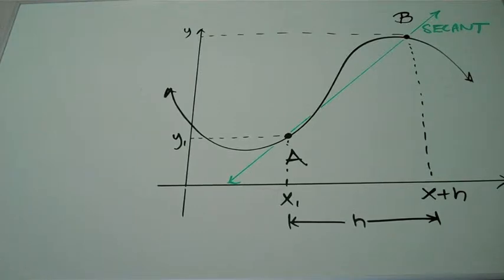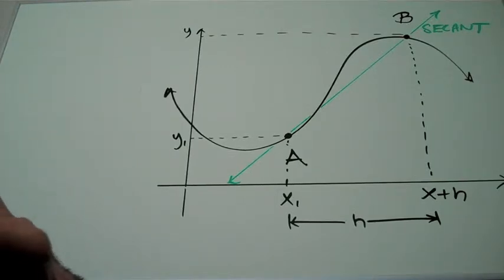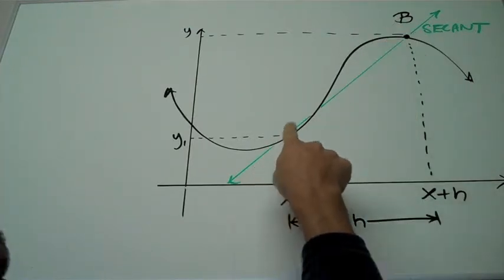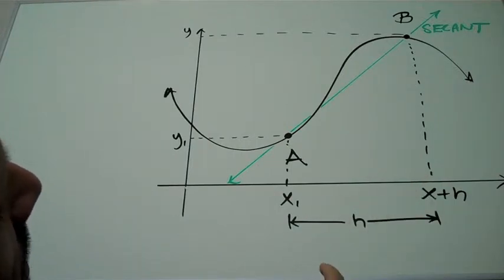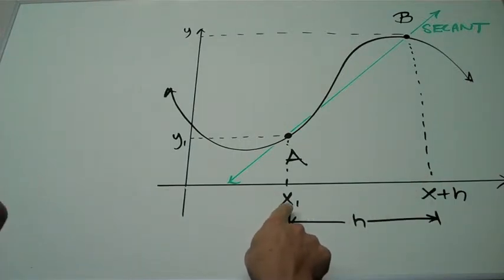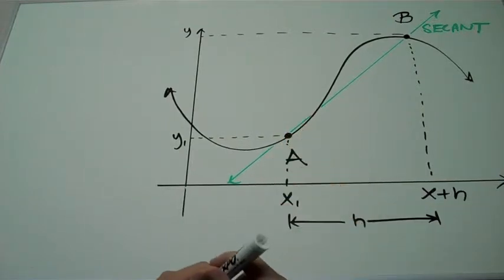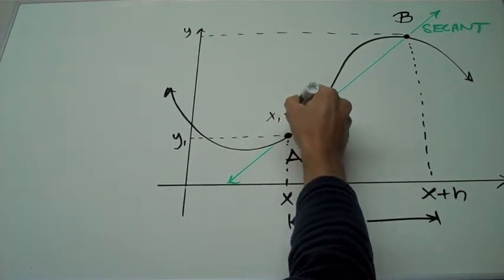So now let's talk about the differentiation process. We're going to be finding the instantaneous rate of change. You see that this green line between the points A and B represents the average rate of change between A and B. If point A has an x-coordinate of x1, then the y-coordinate is f of x1. So this point would be x1, f of x1.